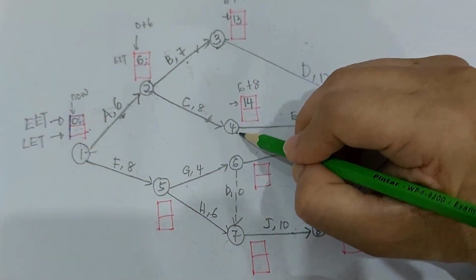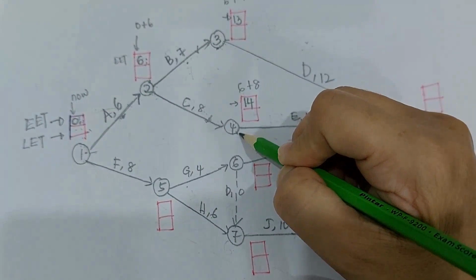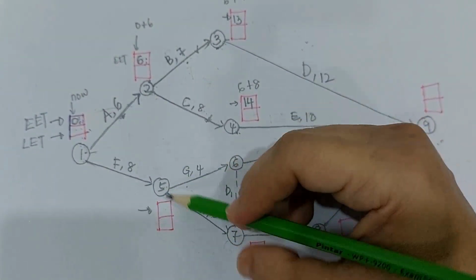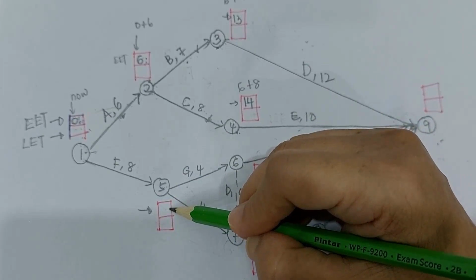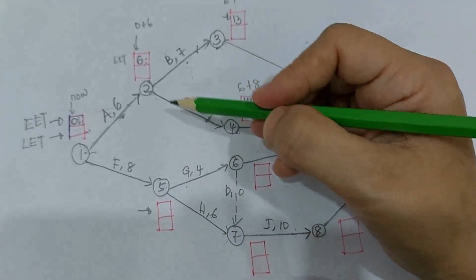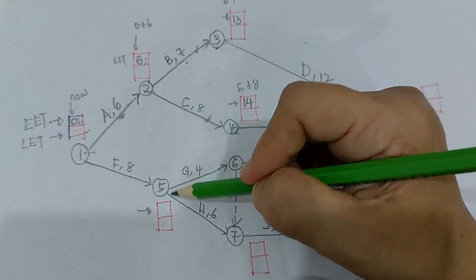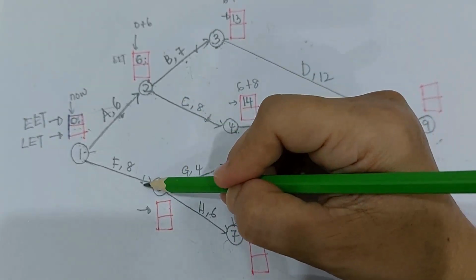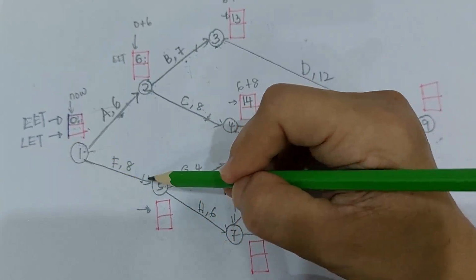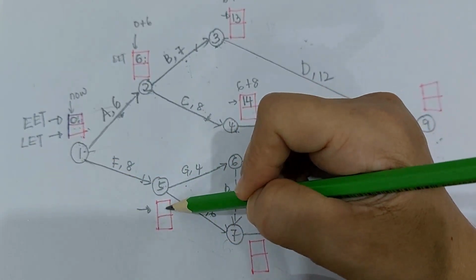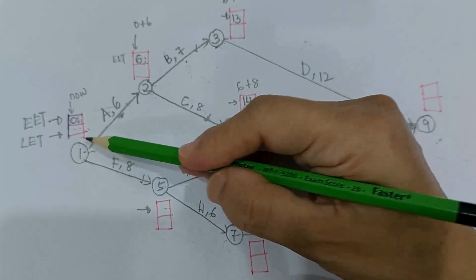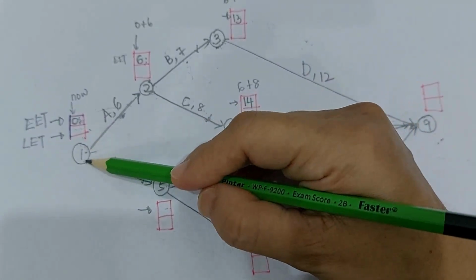Okay, after event number 4, the next event is number 5 over here. So calculate the EET for event number 5. What is the previous EET? First, consider what is the activity pointing at event number 5. This one only. So just take this activity to calculate the EET for event number 5. The previous EET for this activity is this one because it comes from this event.